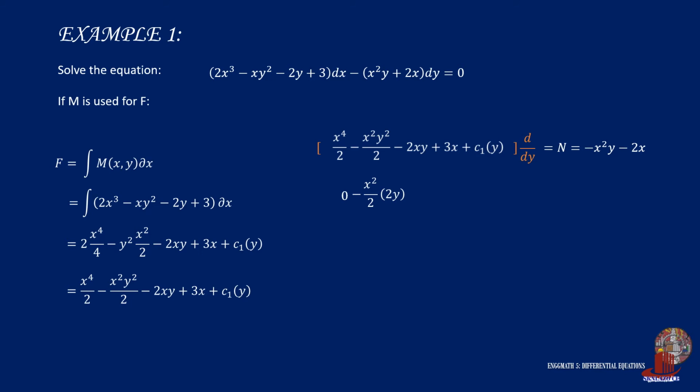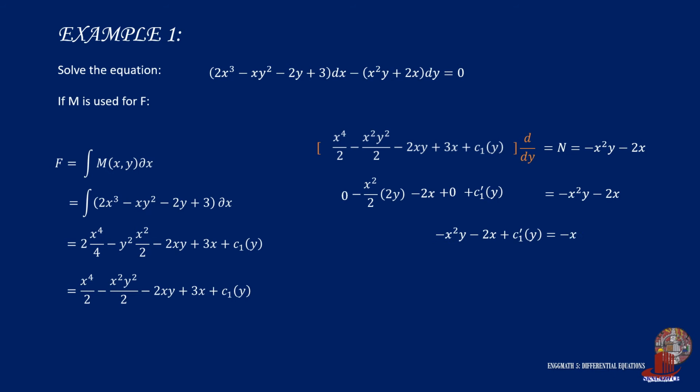The third term negative 2xy will be differentiated as negative 2x. And the derivative of 3x is 0. Then lastly, the constant will be differentiated as c prime. And all will be equated to n, which is negative x squared y minus 2x.